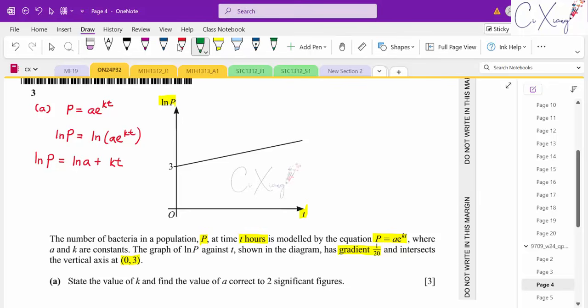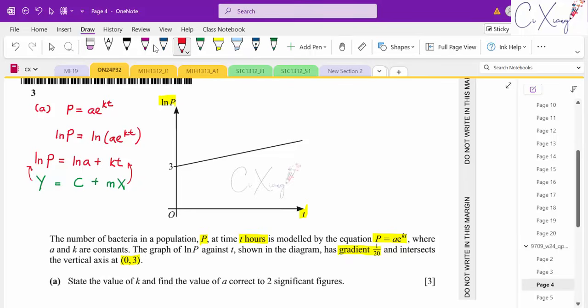And now I want to compare it with linear equation. The linear equation formula is y equals to mx plus c. Okay, so you can actually try to compare them. Y means y-axis. You can see that it's actually ln p. X means x-axis, because basically you can see that it's a t.